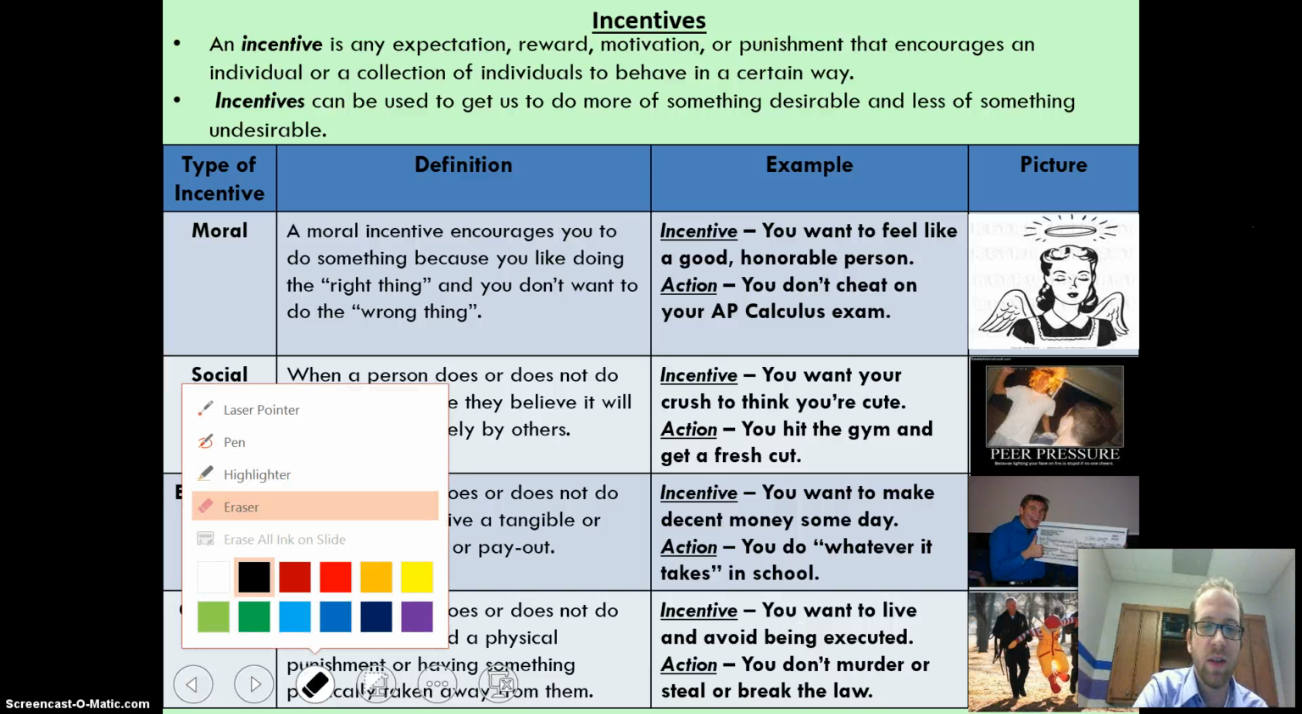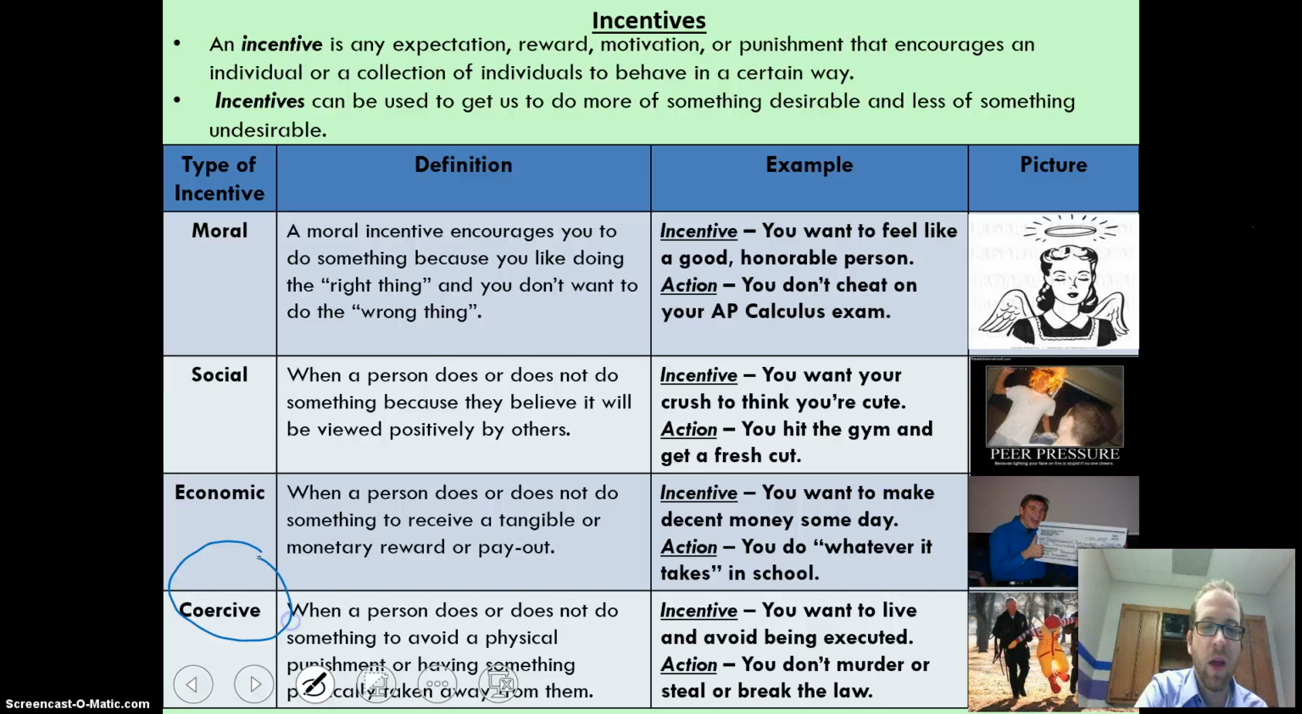Finally, coercive incentives. This is when we think of punishments or something along those lines. You do something to avoid being physically punished or having something taken away from you. For example, laws about crime are all coercive incentives because if you speed, you get a ticket and you lose some money. If you hurt somebody, you might go to jail. That's most of what crime is about: going places you're not supposed to go, hurting other people, taking things that aren't yours, etc. There are laws about all of those things, and those are coercive incentives.